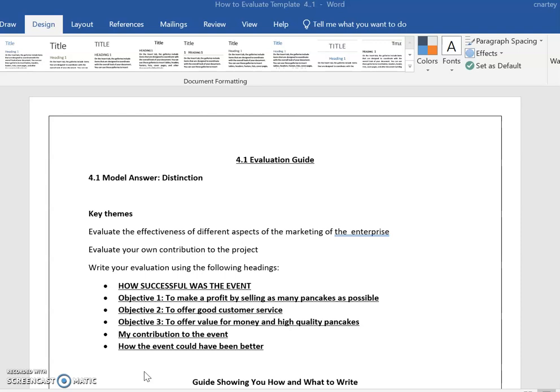Okay, just crack on. So in terms of the things to get distinction, the examiner is looking for you to make sure that you talk about the effectiveness of the different aspects of marketing on the enterprise. So all that means, i.e., we made some promotional materials. How effective were they? Did they get to our intended audience? If so, how do you know they did that?